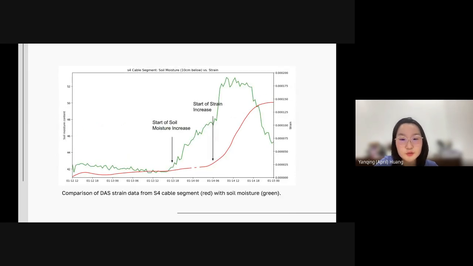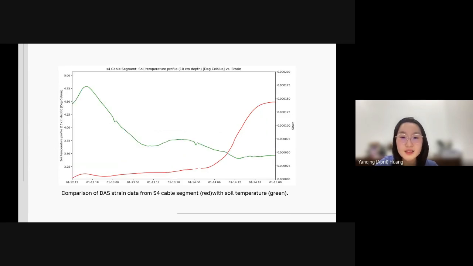In this figure, the soil moisture remains relatively constant up until January 13th, 6 p.m., where it increases. Both strain and soil moisture increase from around January 13th, 6 p.m. to January 14th, 12 p.m. In this figure, in the midst of the decrease in soil temperature between January 13th, 6 p.m., and January 14th, 12 p.m., the strain started to increase.